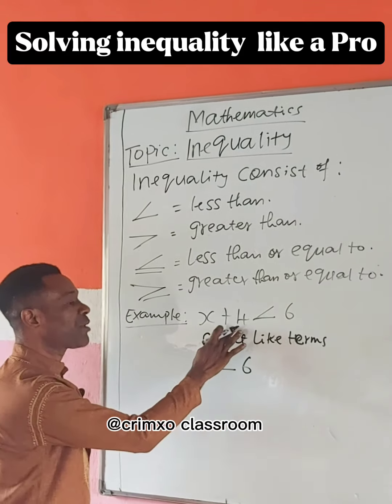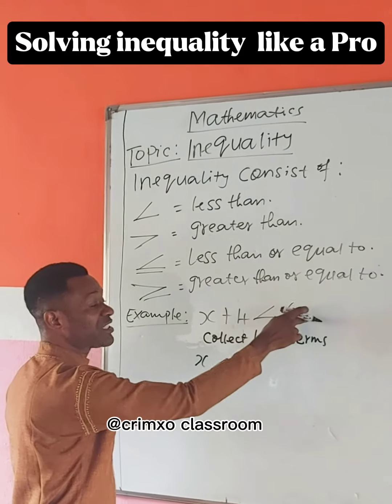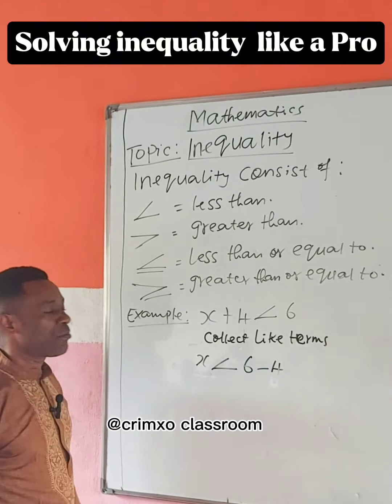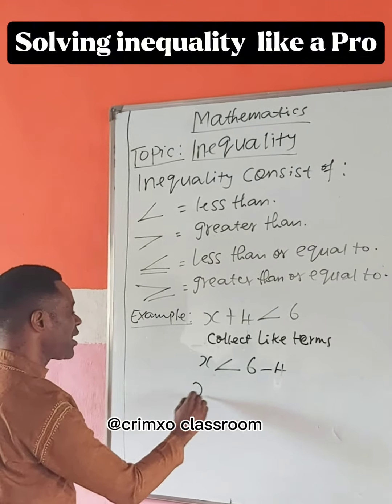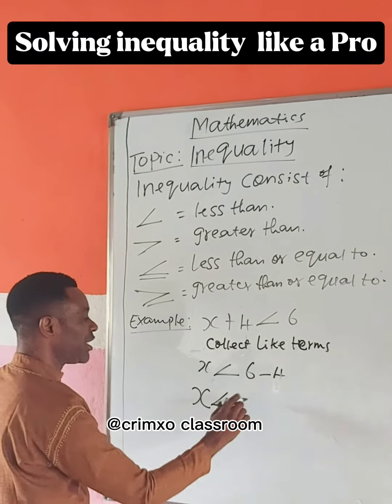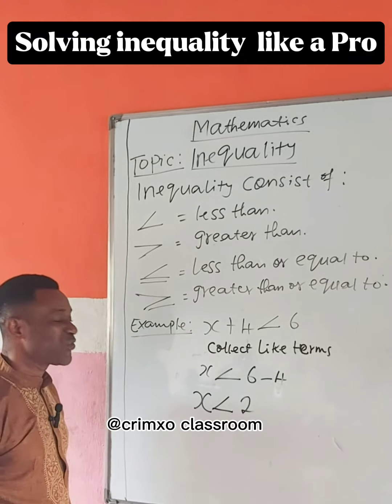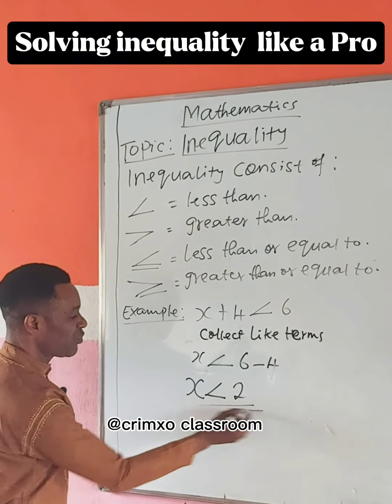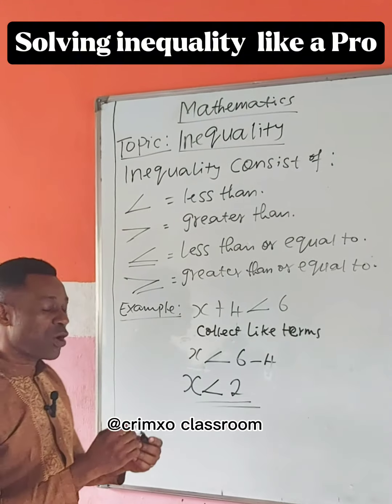Now, when this plus 4 crosses this inequality sign, it changes to minus 4. So we have our x is less than 6 minus 4, which is 2. So it's very simple. This is just the answer to this particular question.